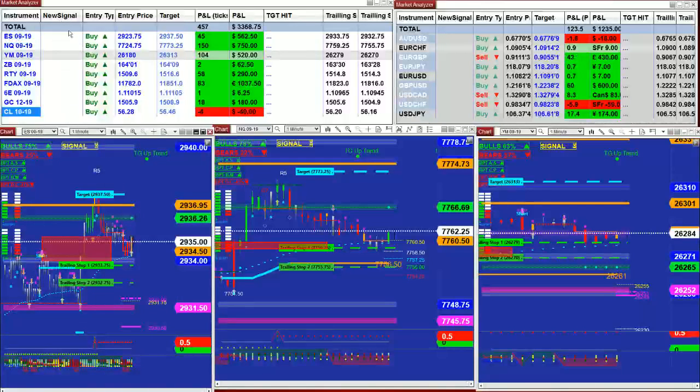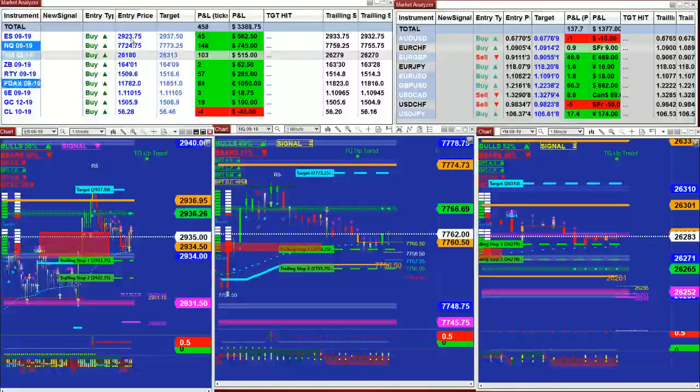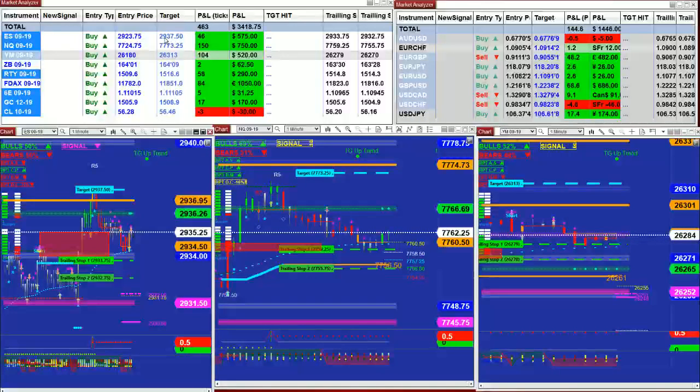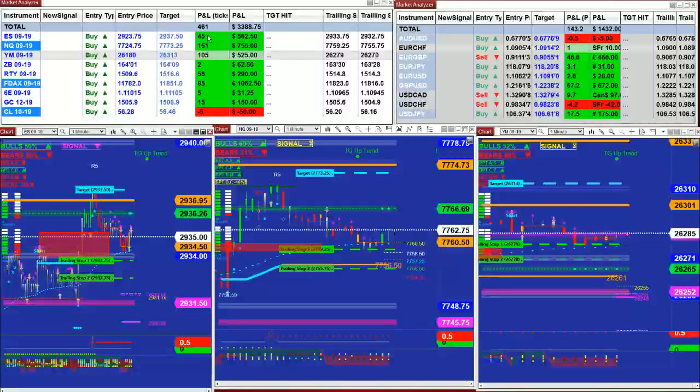In the first column here, you will see there is a new signal that gives you a direction of buy. As an example, you have an ES: buy at 29.2375, target 29.3750. There are 45 ticks of profit from the last entry signal, not the whole day.